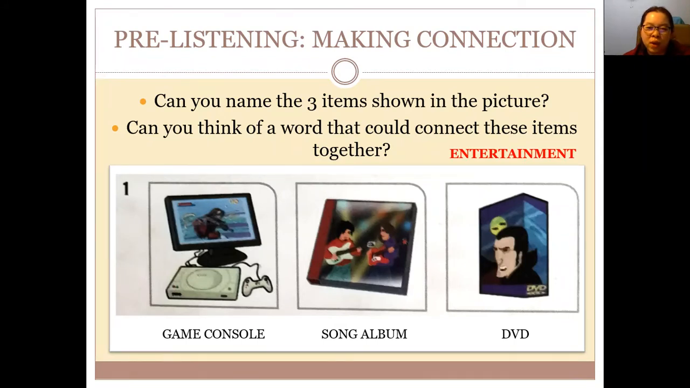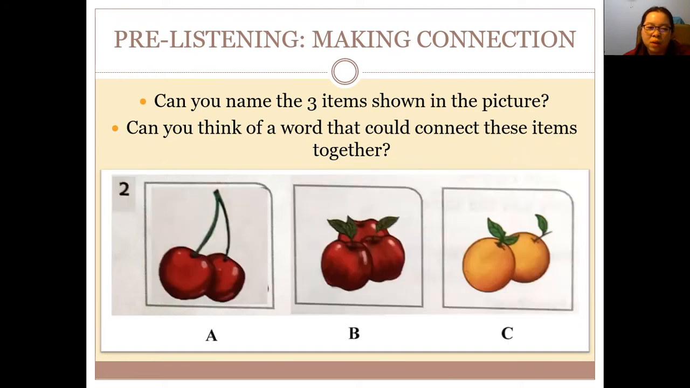Now let's try another question. This is picture set number 2. Can you name the 3 items shown in the picture? Great. These are the words cherries, apples, and oranges. Now can you think of a word that could connect these items together? This is an easy one. Yes, fruits.